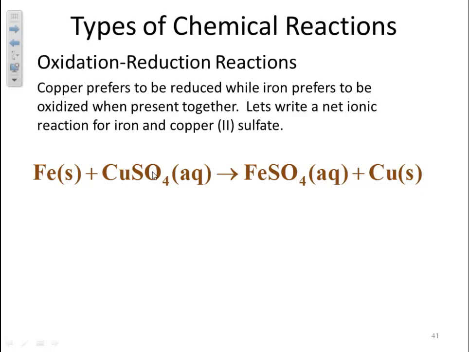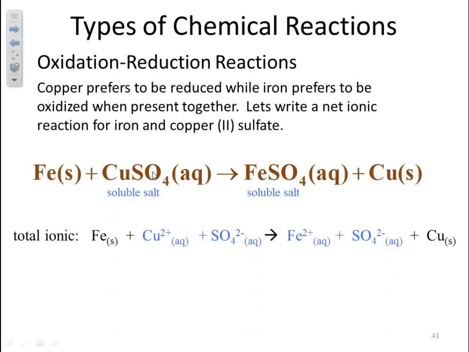Copper prefers to be reduced while iron prefers to be oxidized when they're present together. Let's write the net ionic reaction for iron and copper 2 sulfate. Here's my molecular equation. Now what we're going to do is write the total ionic equation. To do that, we need to look at our species. We know that copper sulfate is a soluble salt, so that breaks up into its ions, copper 2 plus and sulfate ions. And iron 2 sulfate is a soluble salt, and that breaks up into iron 2 plus and sulfate ions, and then the copper solid comes down.